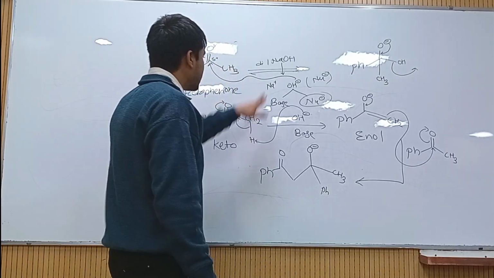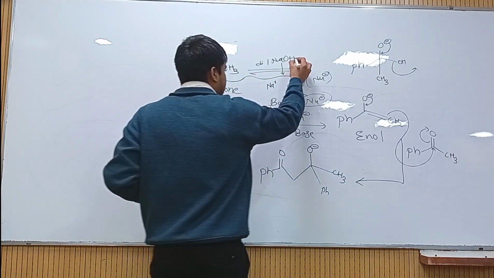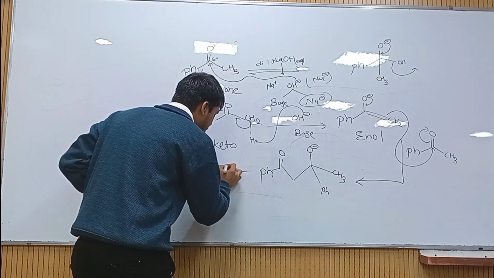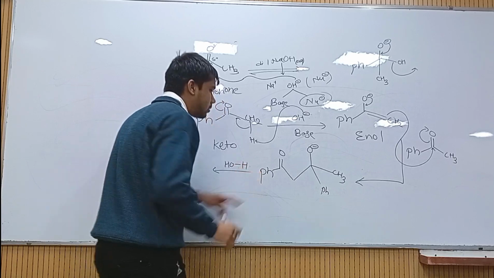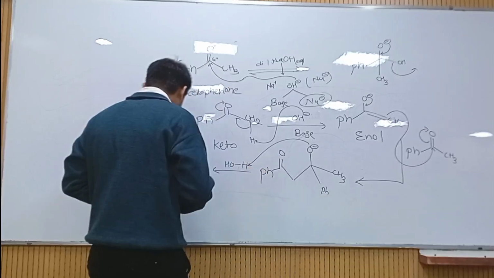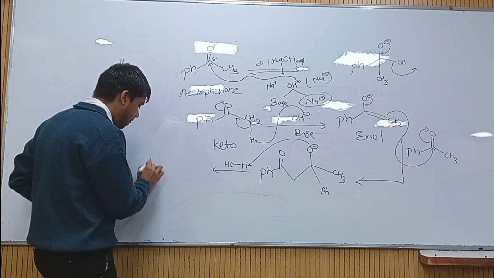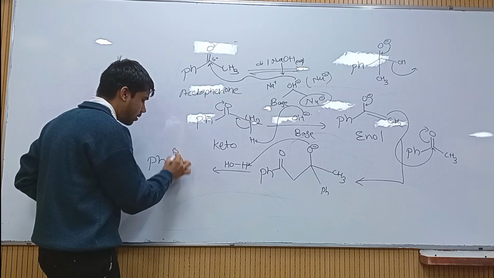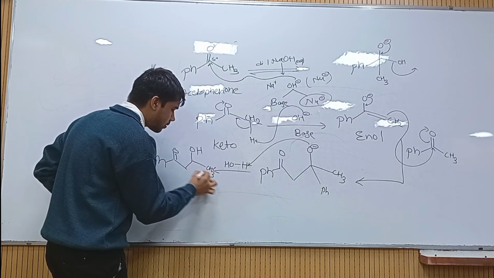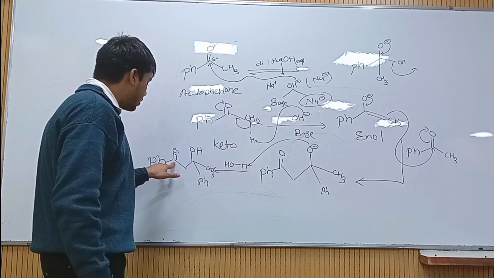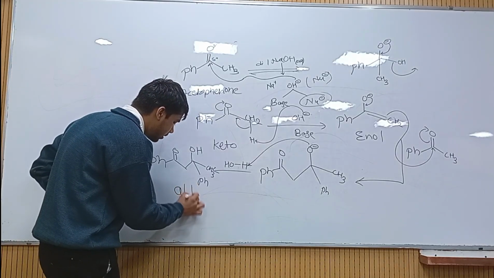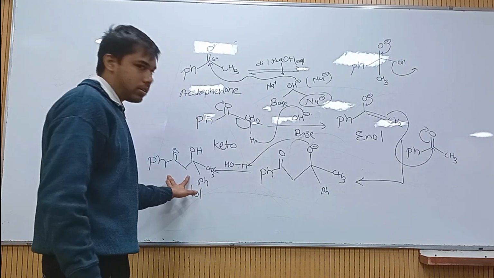Now what will happen, since we have taken dilute NaOH in aqueous solution, it means in water. So in solution we have water. So what will happen, this O minus will take a proton from the solution. Okay. So it will take a proton, and what will it form? It will form the compound like this. Okay. So here we have the ketone and the alcohol group in the same compound, and this is called the aldol. Okay. So this compound is called the aldol.